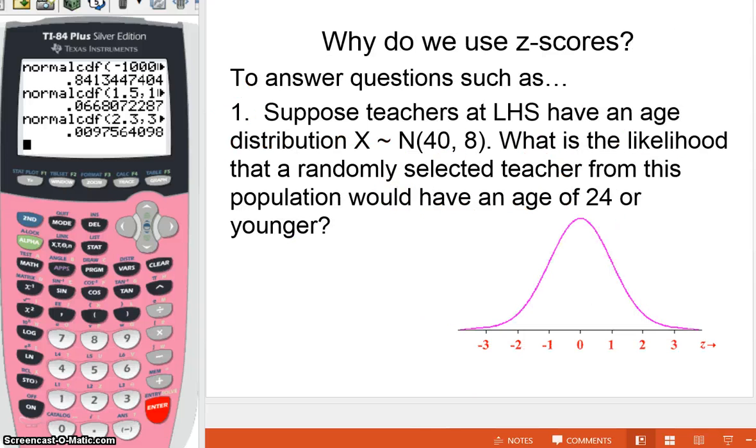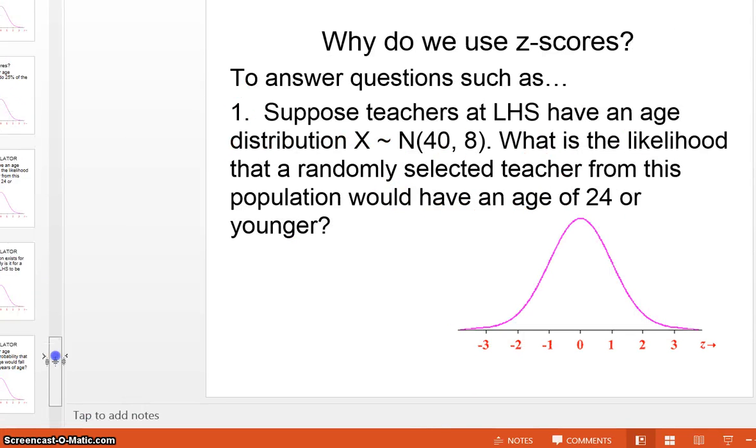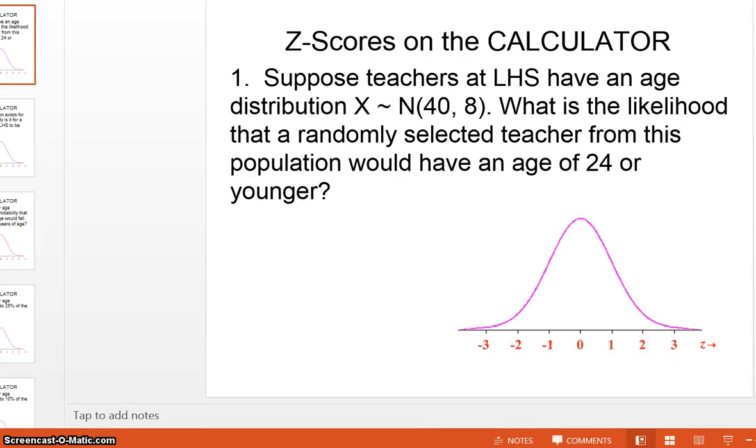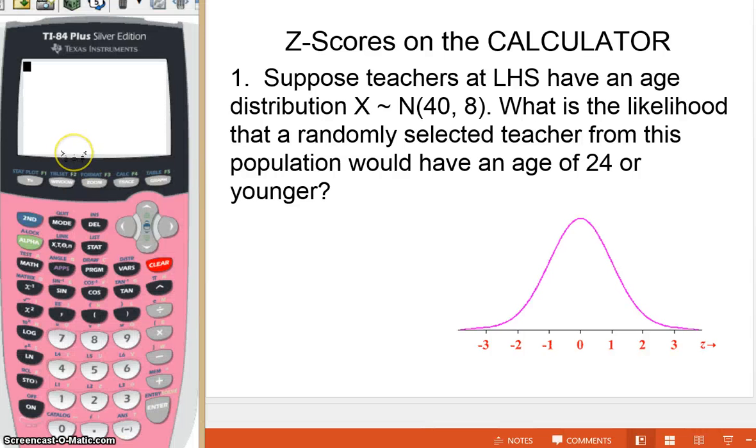So now what do we do with this? Why do we use this? We're going to jump ahead to the last couple slides, starting with this one titled Z-Scores on the Calculator. Suppose the teachers at Lindbergh High School have an age distribution where X is normally distributed with a mean of 40 and a standard deviation of 8. What is the likelihood that a randomly selected teacher would have an age of 24 or younger? If you were using z-scores from yesterday and not the calculator, you would find the z, look it up on the table, and calculate the probability. Of course, the calculator makes life much, much easier.